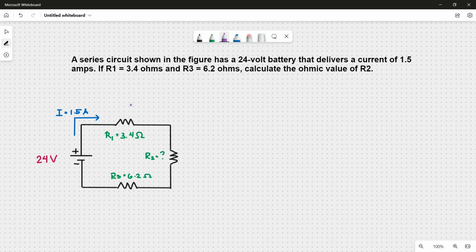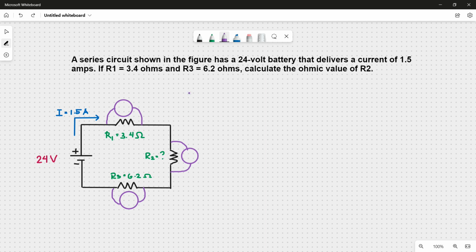What we'll need to do first is to calculate the individual voltage drops of each resistor in the circuit. Why? Because from what we know, the sum of the voltages will equal 24 volts. Therefore, we can subtract the voltages of R1 plus R3 from the total voltage to get the voltage of R2. And since we know that the current flowing through the circuit is 1.5 amps, by that we can solve for the value of R2, okay?